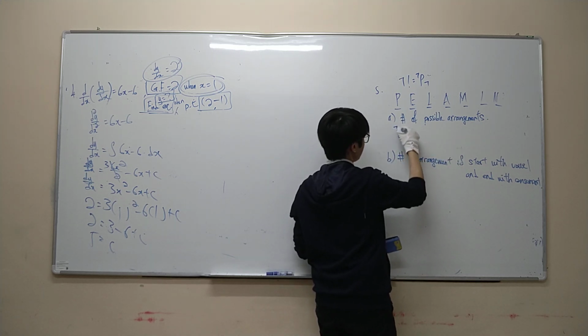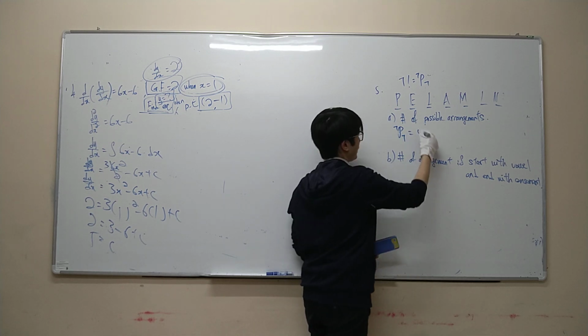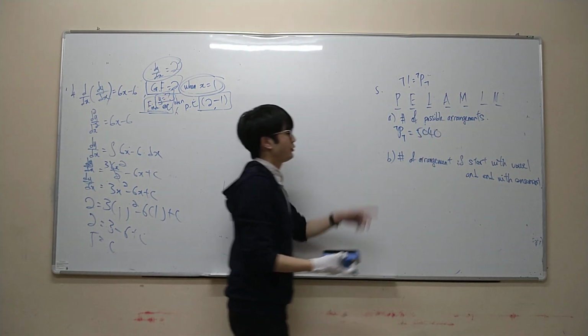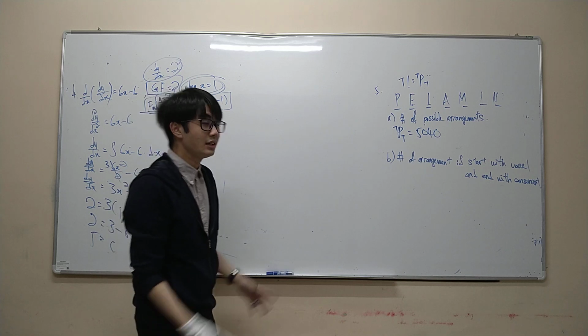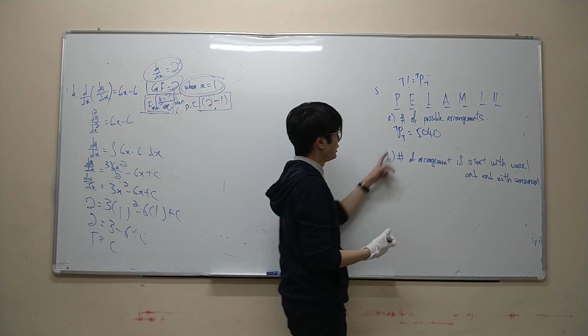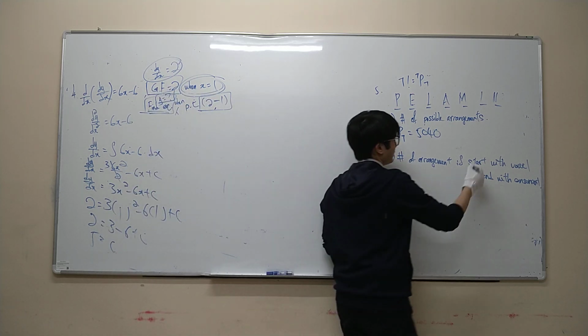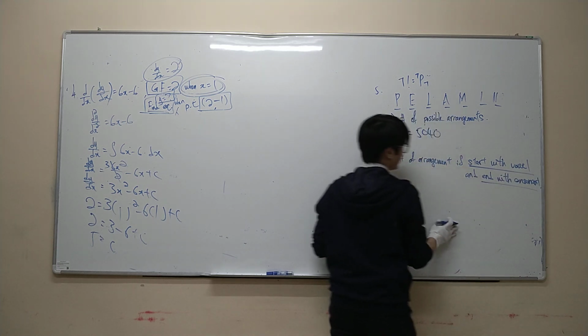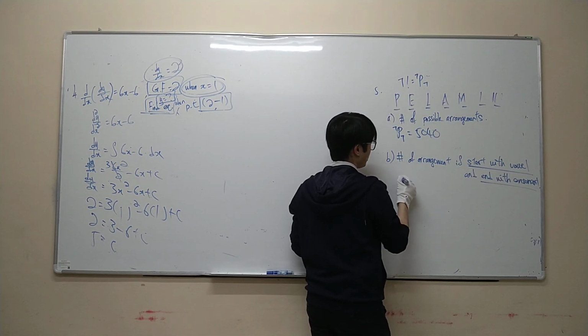So the answer is 7P7. So I think it's 5040, right? But for B it's a little bit different, because for B there's a condition. They say the number of arrangements that start with a vowel and end with a consonant. So let's draw 7.